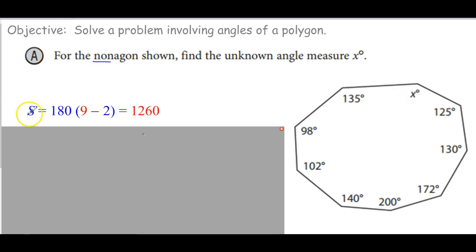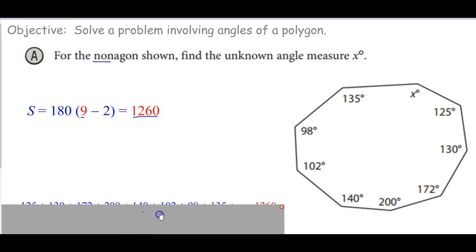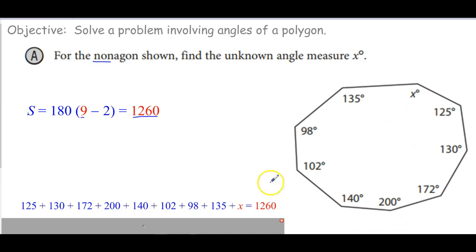So the sum of the interior angles is 180 times n minus 2. In this case, n is 9. 9 minus 2 is 7. 7 times 180 is 1260. Then from there, I just add up all the angles. So all the 8 angles whose measures are given, plus x, has to equal 1260. So you add all these guys up, get a number for that, and subtract that from both sides. Boom, there's your solution for x. Easy peasy.